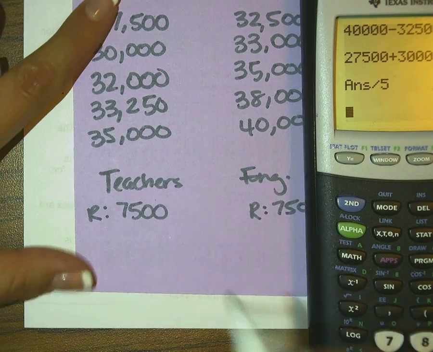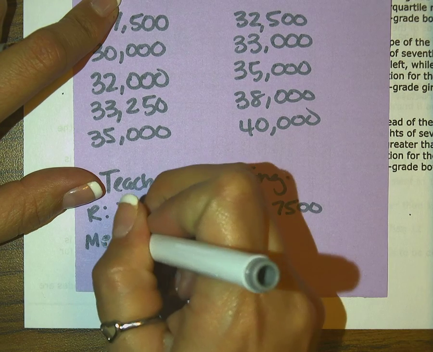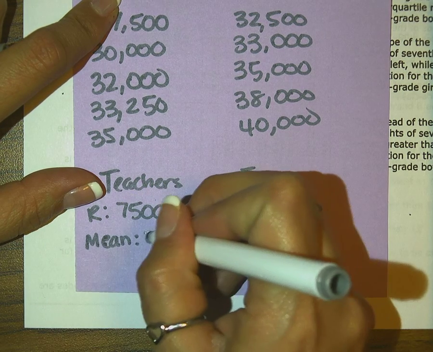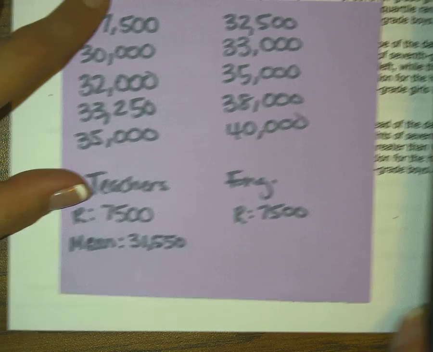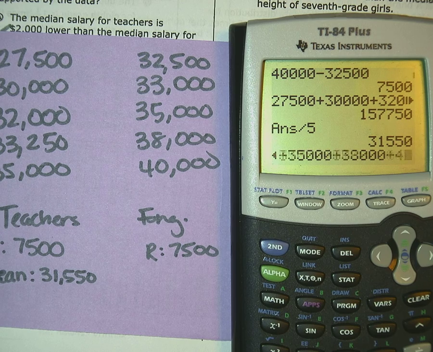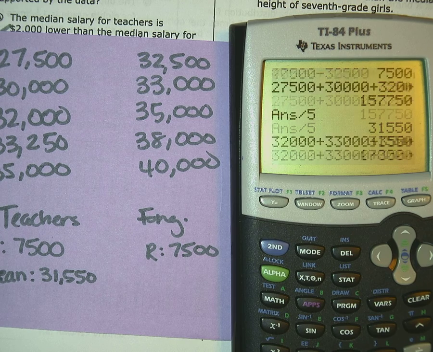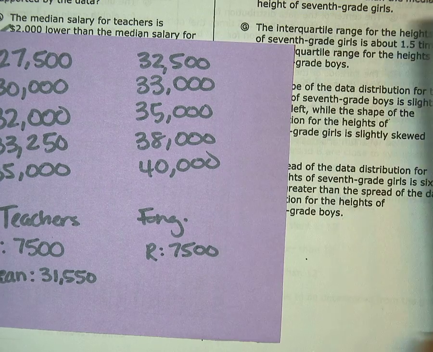31,550. So I'm going to write that down. My mean, actually I should probably write the word mean. The mean is 31,550. So I'm going to do the same thing for my engineers, adding up those numbers: 32,000 plus 33,000 plus 35,000 plus 38,000 plus 40,000 equals, that's not my average, I still have to divide by the number of numbers, which is 5, 35,600.